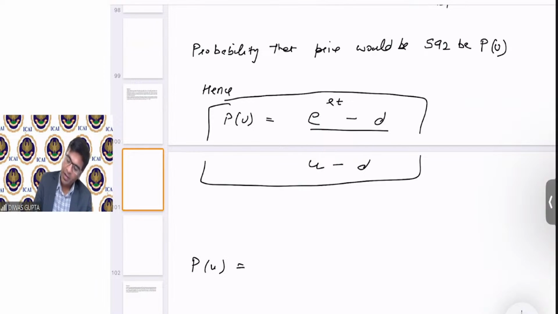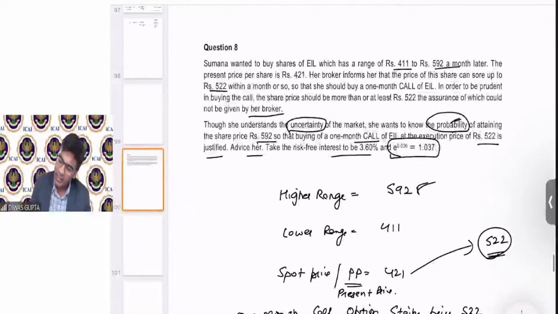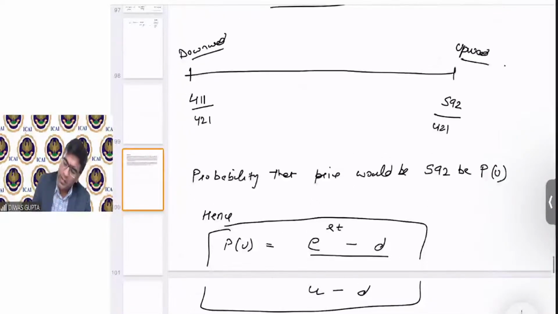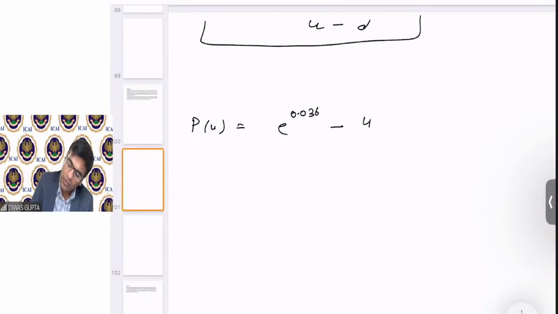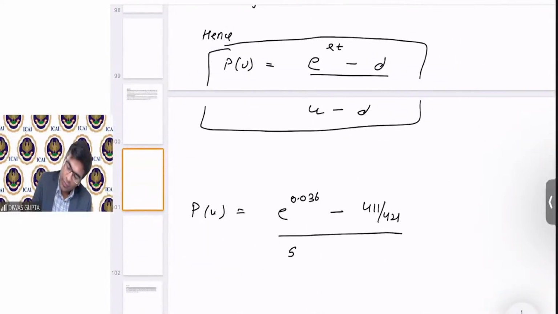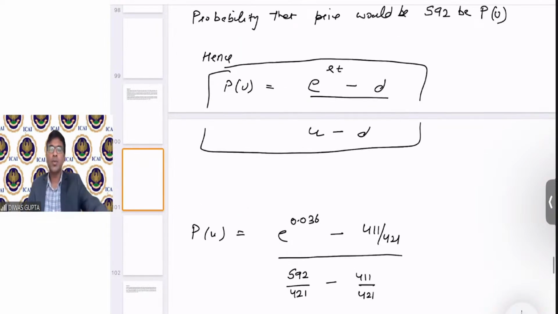What is e raised to the power r into t? Now t is given as 1 month. Now the risk-free rate is also given as 3.6. So we will directly take this 0.036 minus D. What is D? D is the downward price ratio, 411 divided by 421, whole divided by 592 divided by 421 minus 411 divided by 421. Okay, students, this formula is understood.